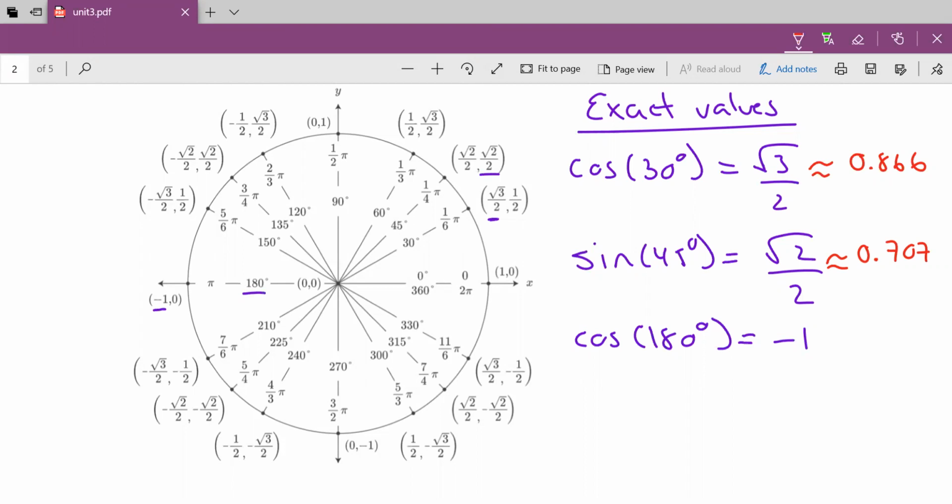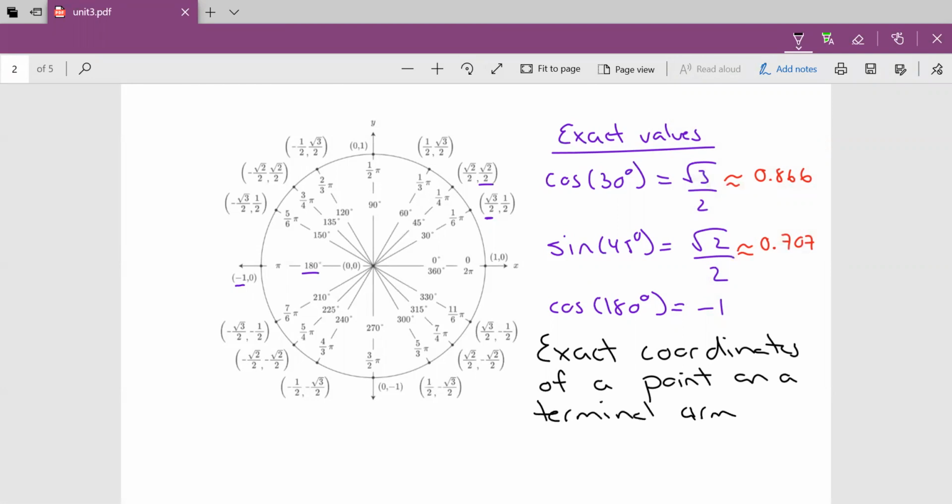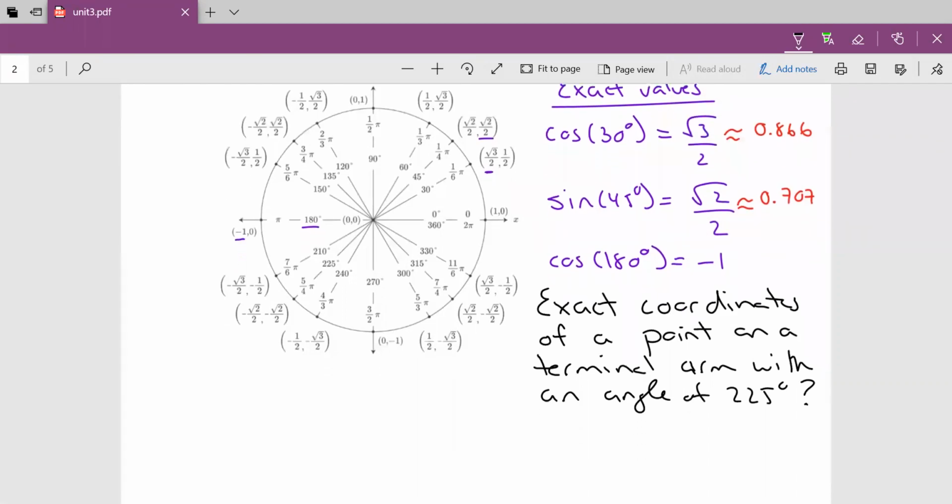Okay, the only flip side of this question is I could say, what are the exact coordinates of a point on a terminal arm with an angle of 225 degrees? Well, 225. I go to my unit circle. There's 225. What are my coordinates? Right there. If I have my unit circle drawn, these are easy questions. All right?